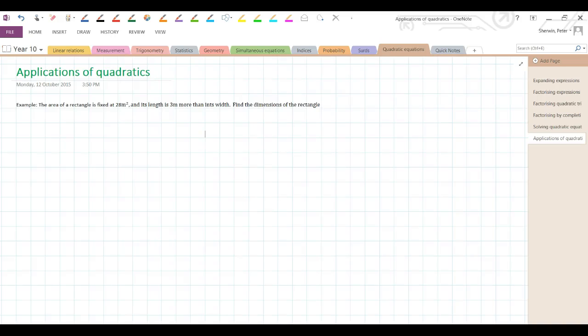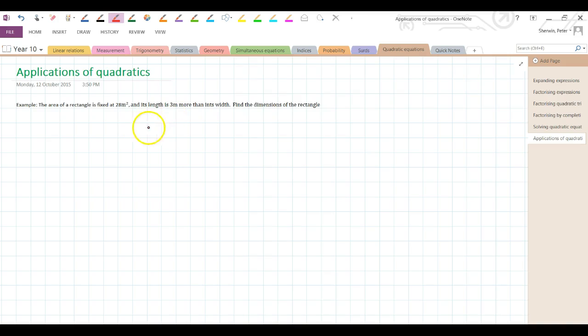Okay, we're going to look now at some applications of quadratics. Believe it or not, there are some. And I've drawn up an example here. The area of a rectangle is fixed at 28 meters squared, and its length is 3 meters more than its width. Find the dimensions of the rectangle. So by applications, it means let's use quadratics now. Let's take it out of the theory and see how we can use it to solve problems.